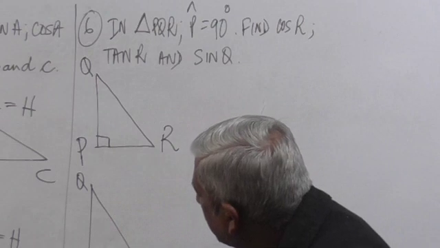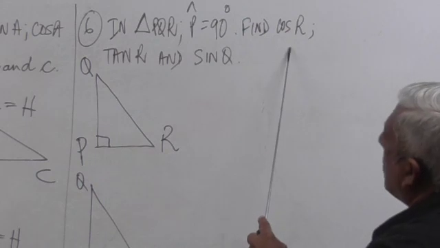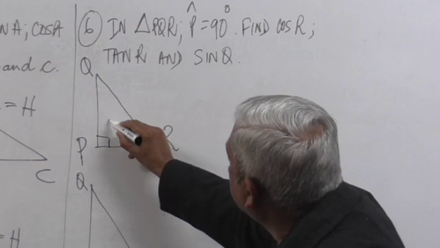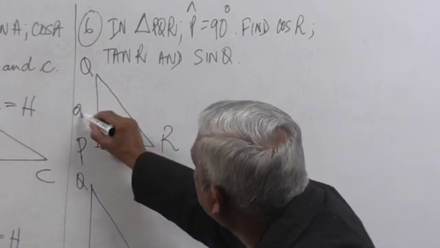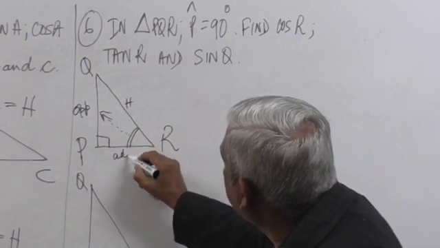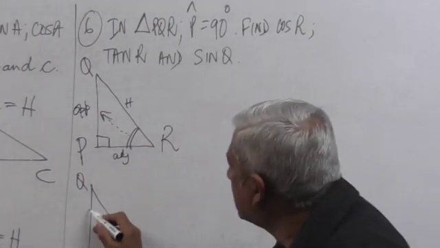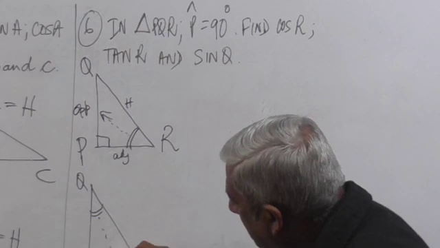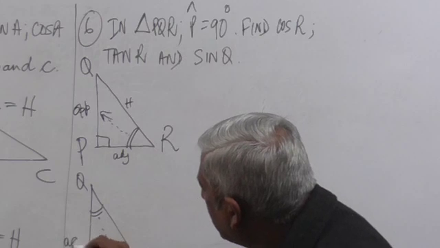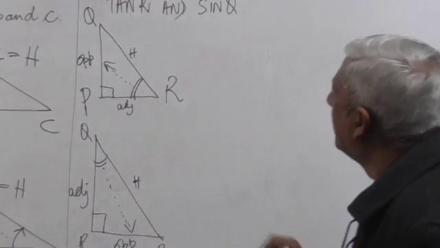So that's Q, that's P, that's R. Cos R means the first time we're going to use this angle here. So that's the opposite side. And that's the hypotenuse. And this is the adjacent side. When we look at Q, then that's Q. So that will be the opposite side. That will be the adjacent side. And that's the hypotenuse.